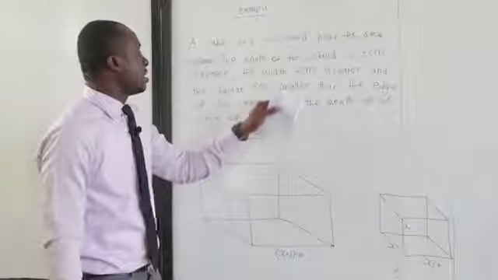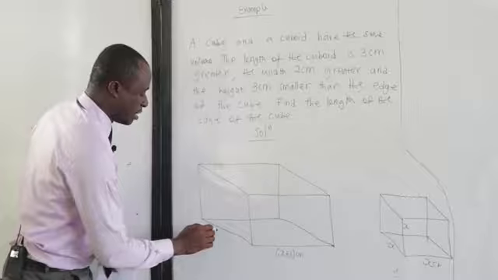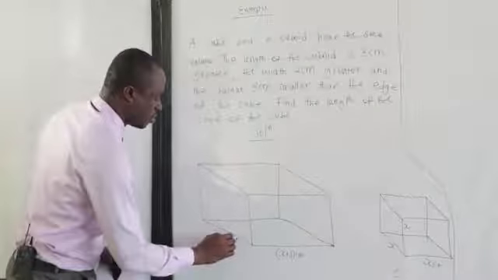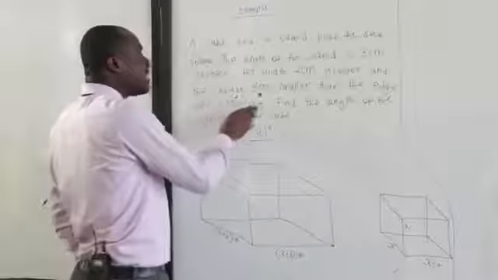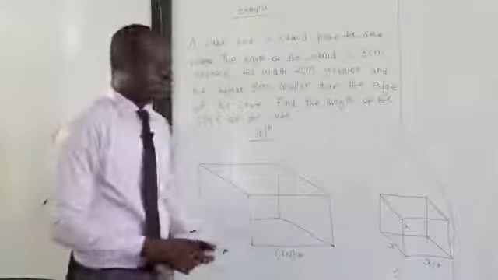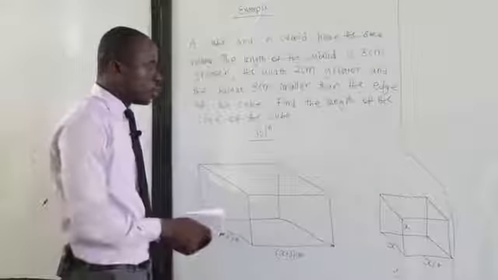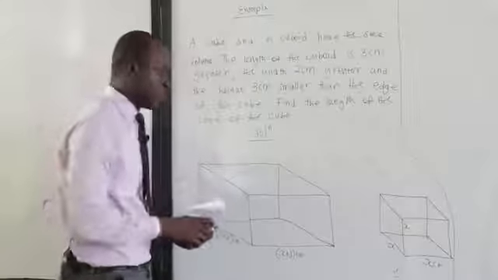Now let's see. It says that the width is 2 centimeters greater. So this is the width, that is plus 2 greater. And the height is 3 centimeters smaller. Now the height of the cube is x. Now the cuboid, it is saying that it is 3 centimeters smaller. It means x minus 3.